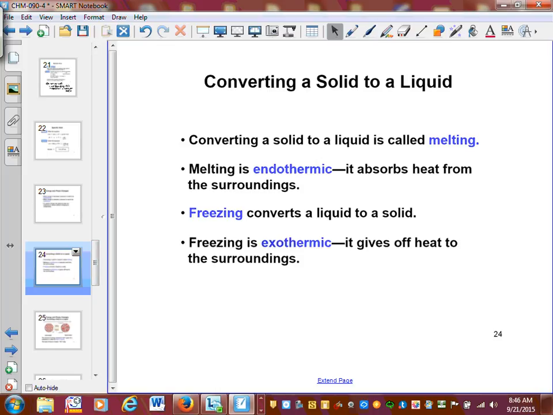Melting is exothermic. Melting is endothermic, I'm sorry. It absorbs heat from the surroundings. Freezing is exothermic. It gives off heat.